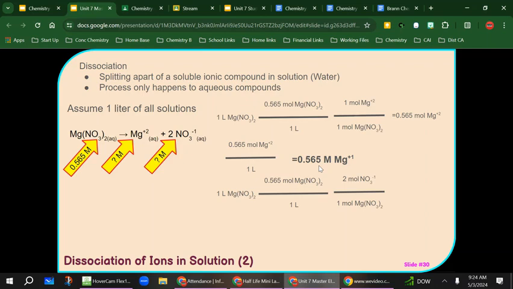So now for the nitrate, though. For the nitrate, though, look at our ratio. 2 nitrates to 1 magnesium nitrate. What does that do to our amount of moles? It's different. How? It doubles. It doubles because now we get 2 of these ions for every 1 of these.